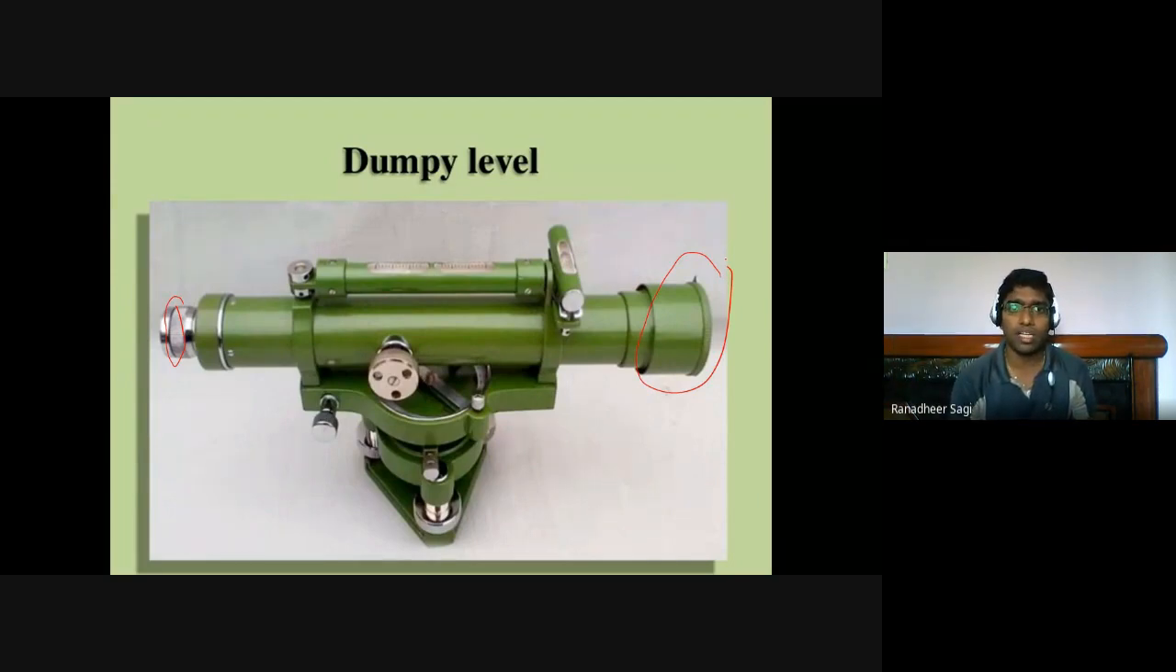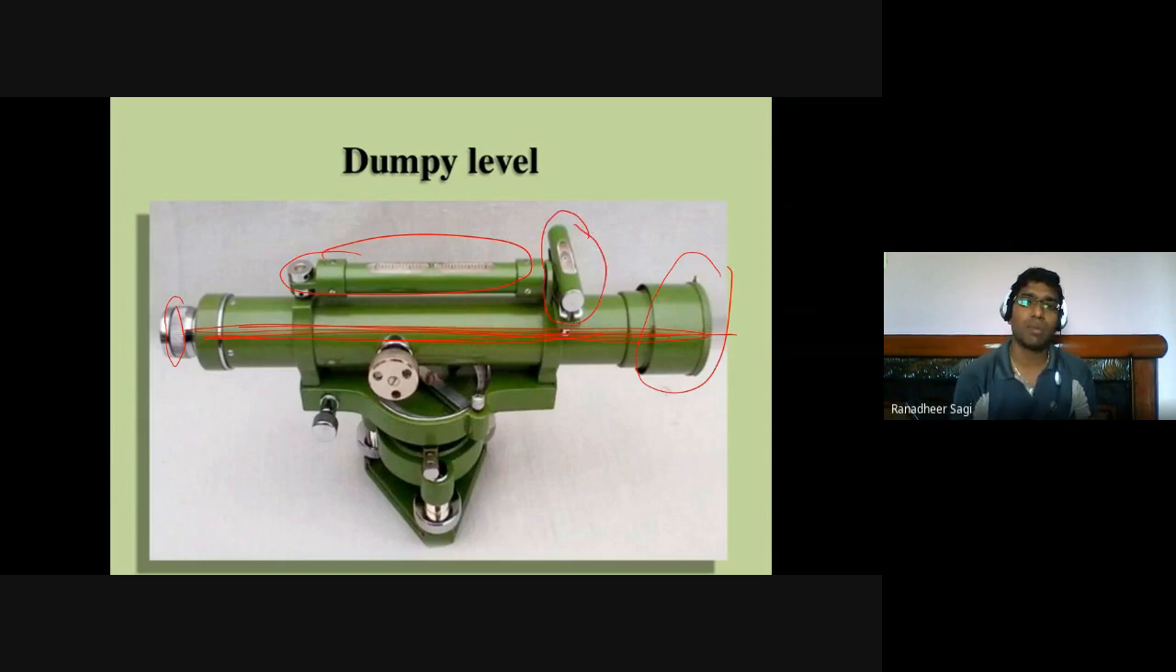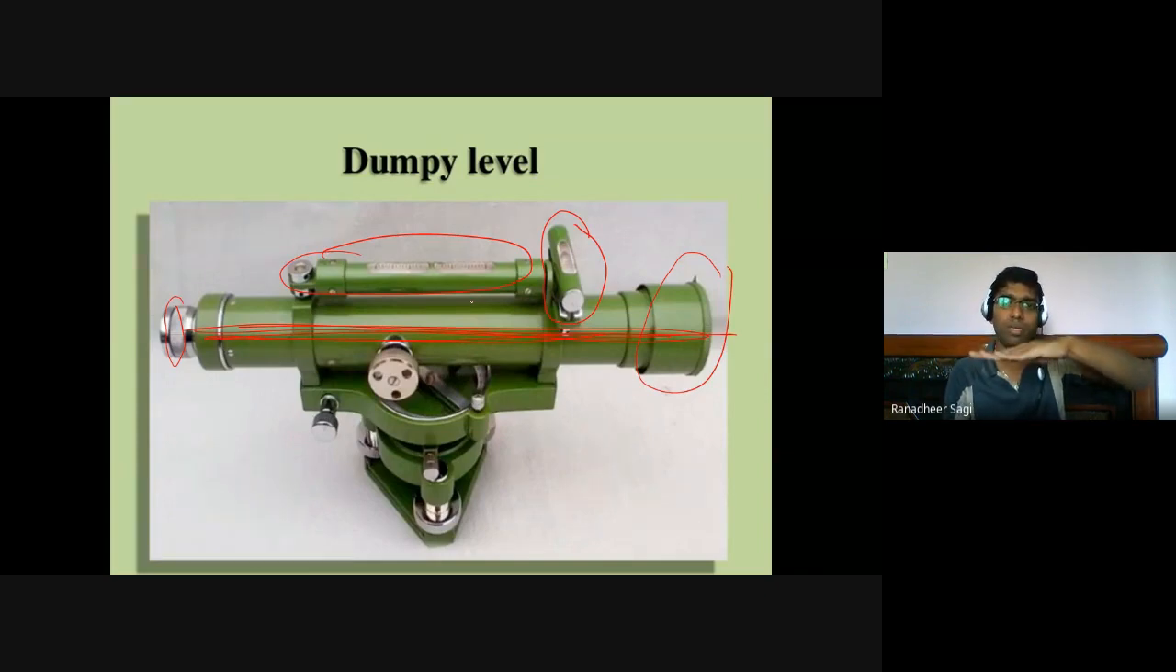And if you look at here, on top of your telescopic position, this is my telescope, what I am trying to talk about. On top of the telescope, you are fitted with some glass tube, or we call it your bubble tube. The purpose of this glass tube or bubble tube is to ensure that the leveling instrument you are placing over the tripod is in a proper leveled position.